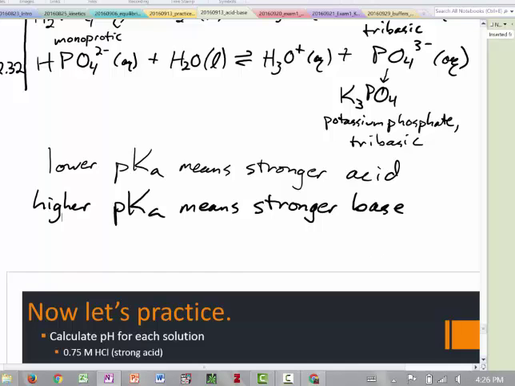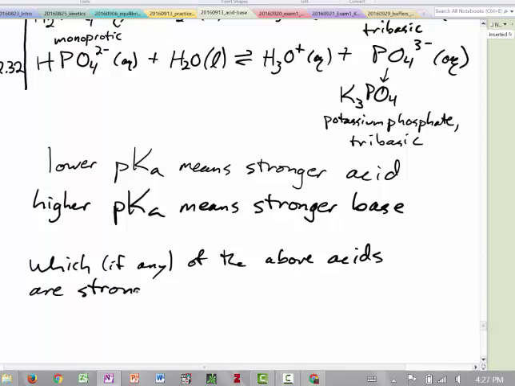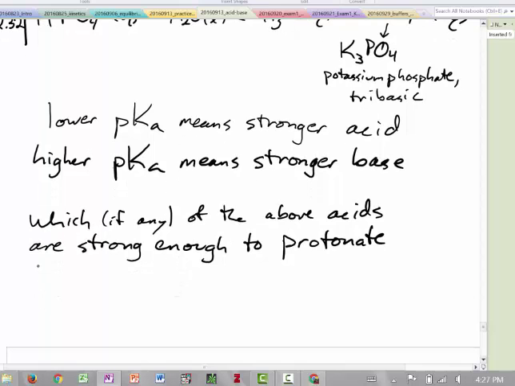Let's do an example problem that's really close to something you might see. Which, if any, of the above acids are strong enough to protonate lactate? And the pKa for lactic acid equals 3.86.